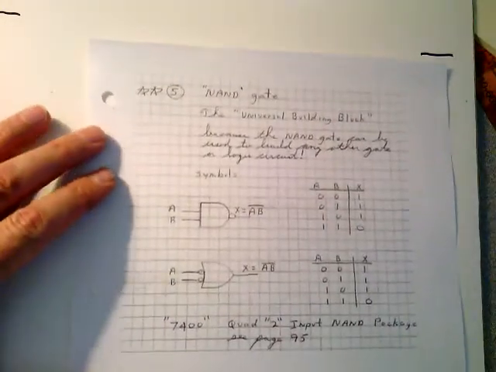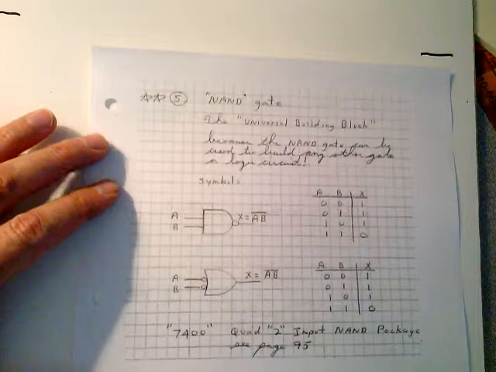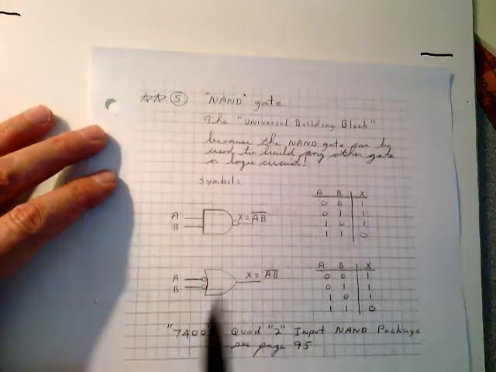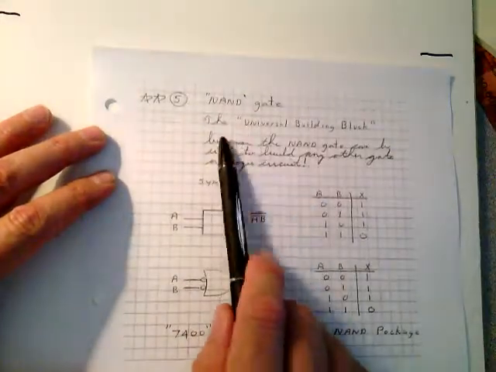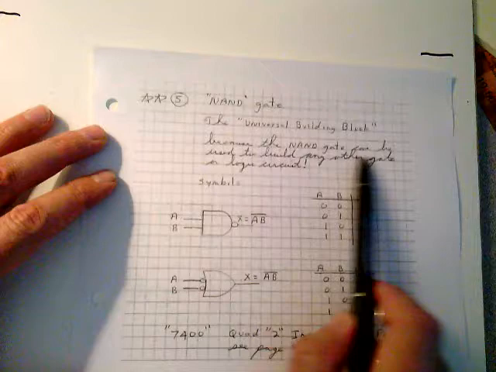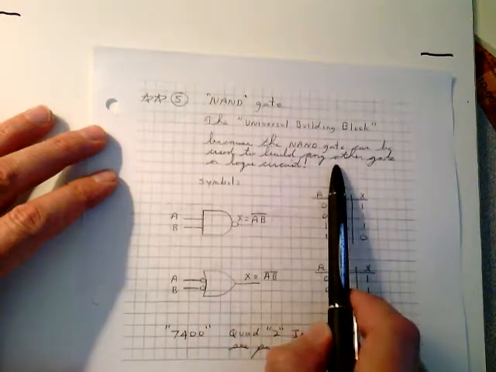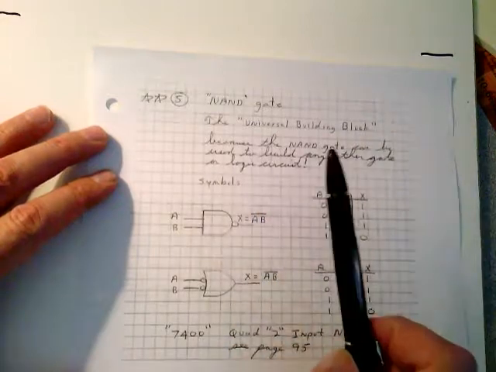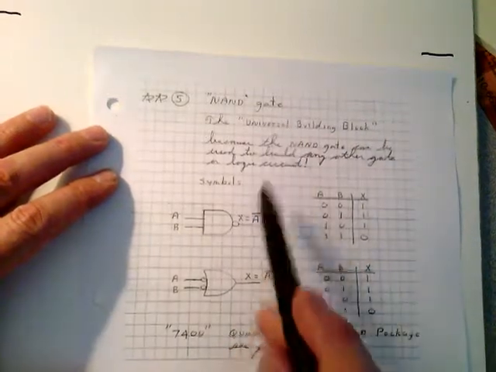The NOR gate is very important. However, the most important gate we're going to discuss, the fifth gate, by far it's the most important gate. This is the one you have to know the most about in this class. It's called the NAND gate. It's the universal building block. Why? Because the NAND gate can be used to build any other gate or logic circuit. Any digital logic circuit you can build by simply using NAND gates.